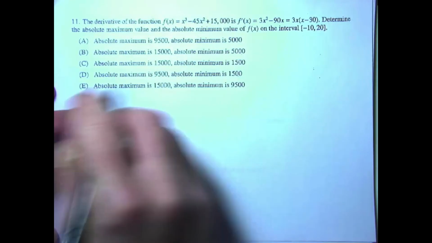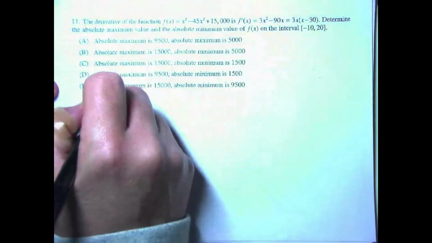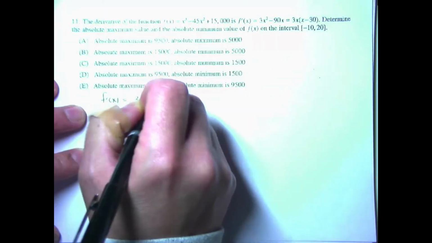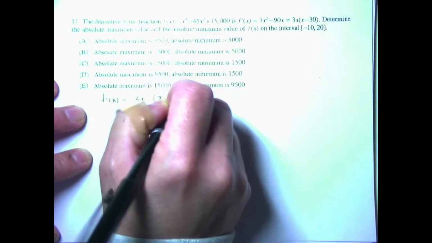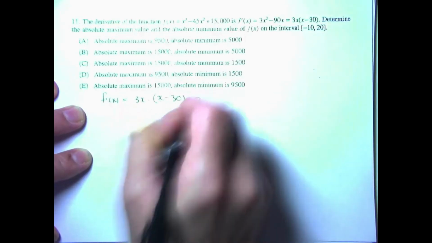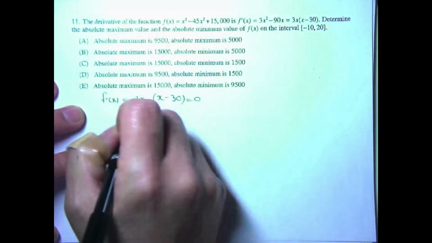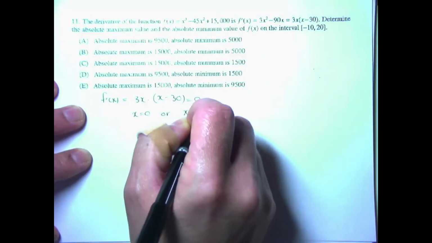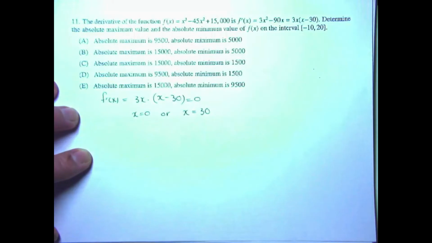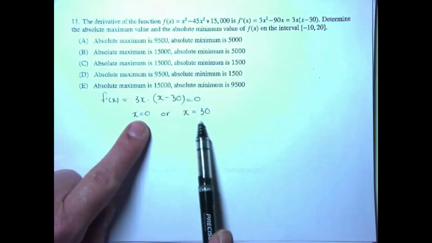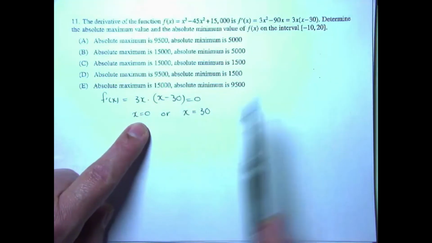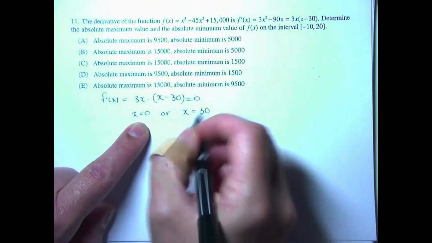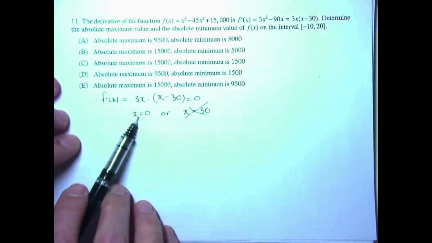So step 1, f prime of x in its factored form is equal to 3x times x minus 30. Now set that equal to 0 and solve. So when we solve, we get that x is equal to 0 or x is equal to 30. So my question to you is this: are both of these two critical points on the interval of interest? This guy is not, so we're not going to use him. We're only going to use 0.